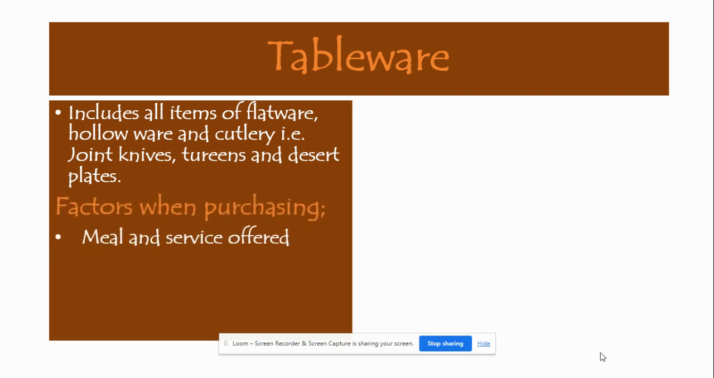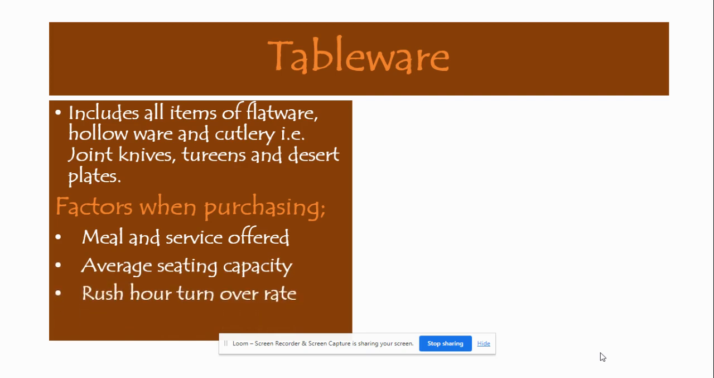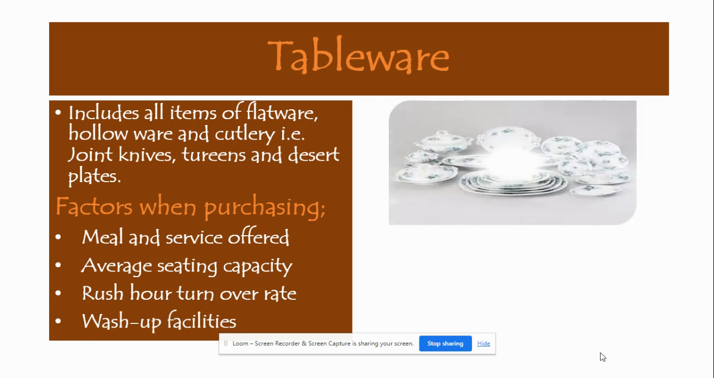So you need to check keenly for the following factors when you're purchasing them. First, you should consider the type of meal and service being offered to the customer. You should also check on the maximum average seating capacity, the space you need for your restaurant for the guests or the turnover you have. You also need to check on the rush hour turnover rate, mostly during luncheons. And you should also consider the wash up facilities. Do you have enough facilities to cater for the hygiene of the tableware?